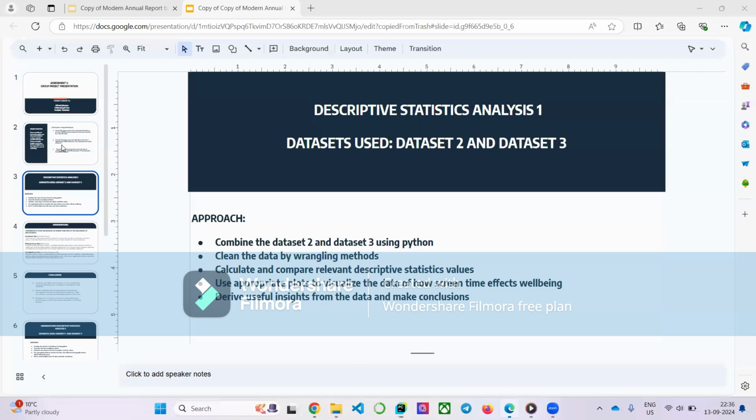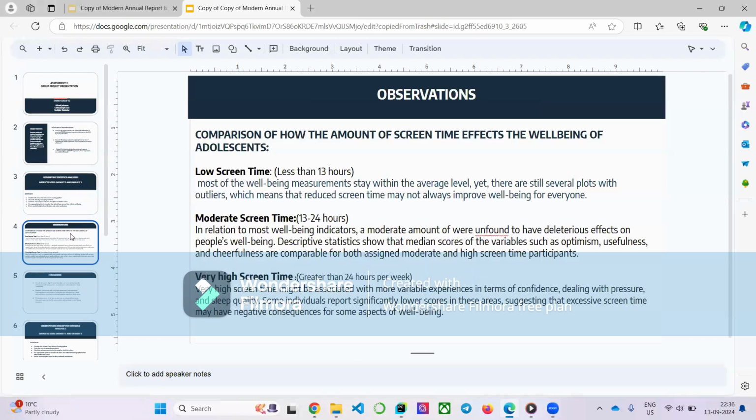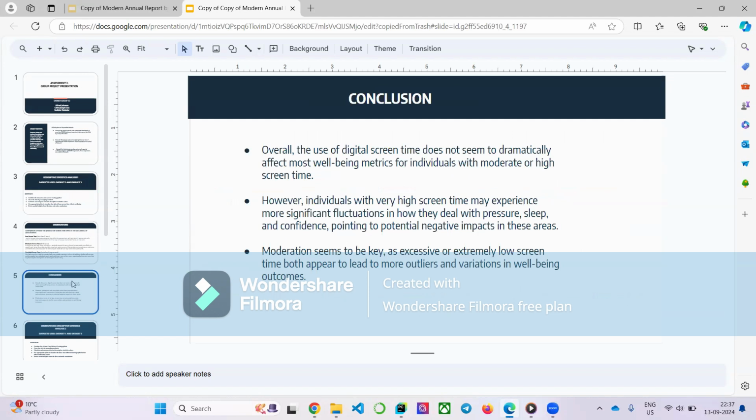Moving on to the analysis, we analyze using the low, moderate, and very high screen time categories. The well-being scores were found to be at an average level for the low screen time category, although there were some outliers for the moderate and high screen time. Those were comparable, and for the very high screen time, the well-being scores were very low. The conclusion is that it's always better to have less digital screen time, but moderation is the key to success.